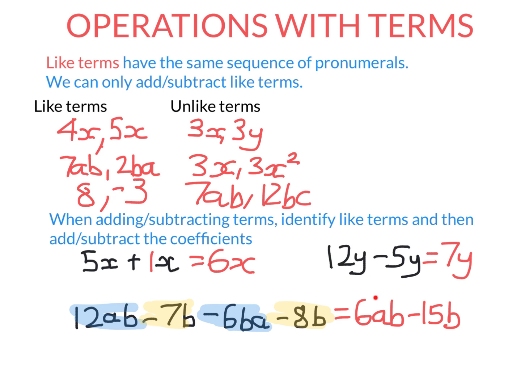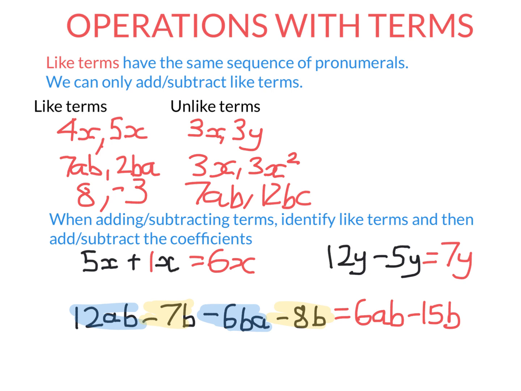This term 6ab, this term negative 15b, they are not like terms because this one has an a, this one doesn't. They don't have the same sequence of pronumerals, so you can't add or subtract them. So my final answer is this. I can't do anything more to simplify it.